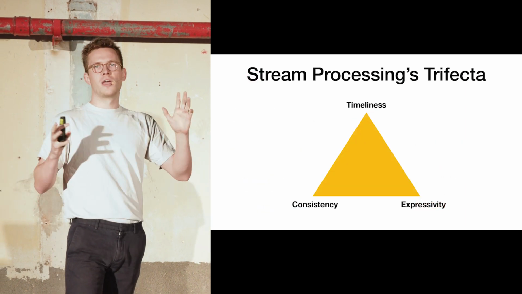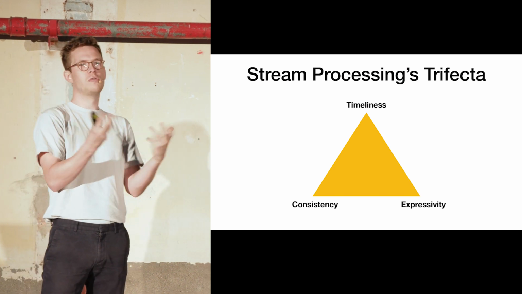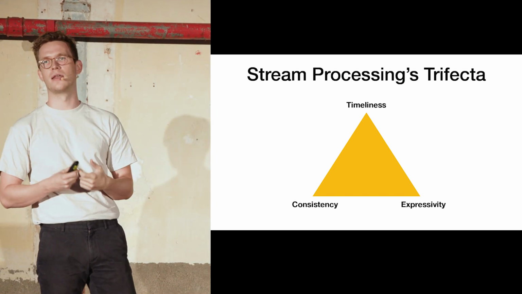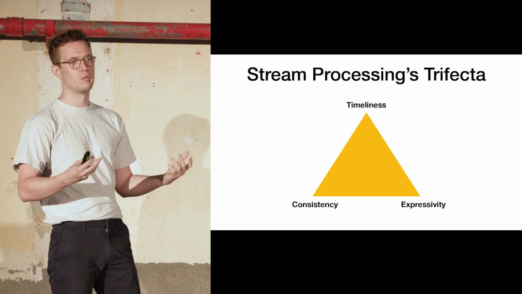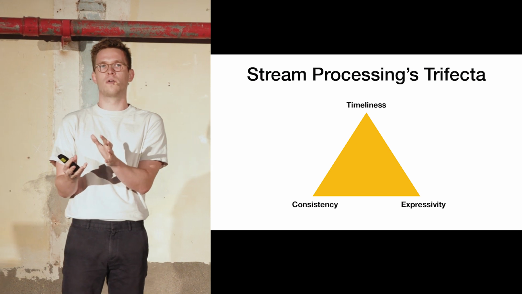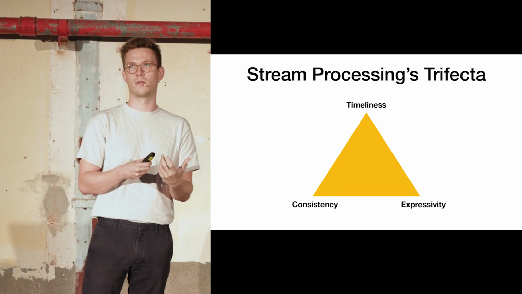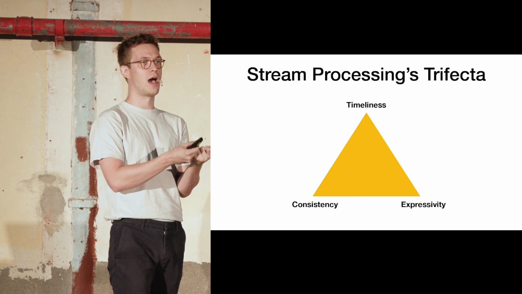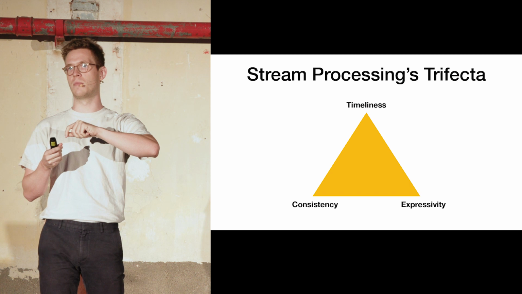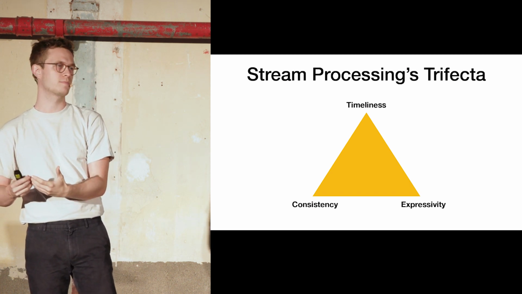So, if we look at stream processing generally, what we think would be cool to reach is a trifecta of timeliness, consistency, and expressivity. So what do we mean by that? By timeliness, we mean, on the one hand, we want to do very low latency computations, and on the other hand, this also means the time that it takes some new data that flows into our system until an end user actually sees updated results.